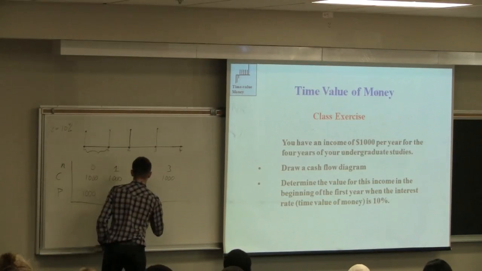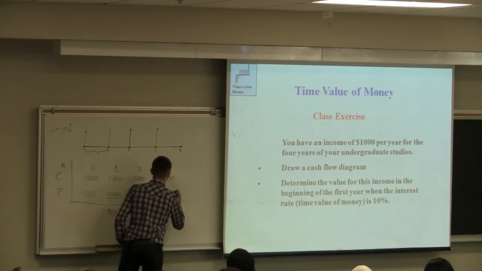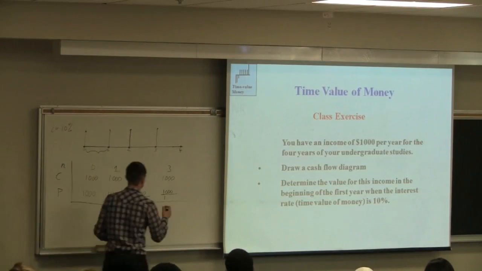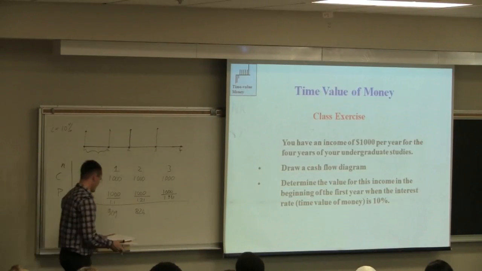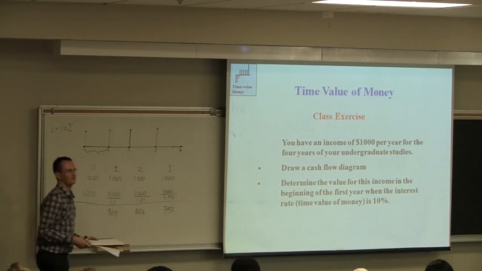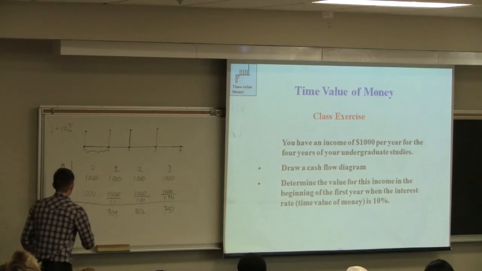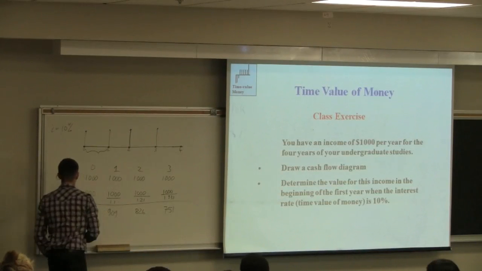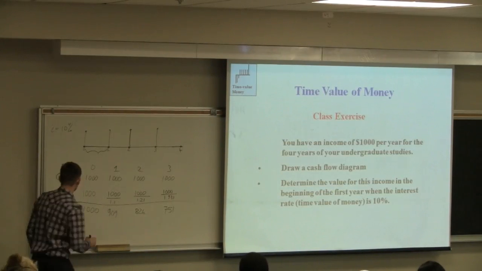Divided by 1.21, or 1.1 squared, is 826. Third, that's 1,000 divided by 1.1 cubed. I'm writing it out this way so you can see the denominator growing over time, to emphasize this discounting, which gives $751. And the total present value is then the sum of those four. The total of the present values is 3,486.